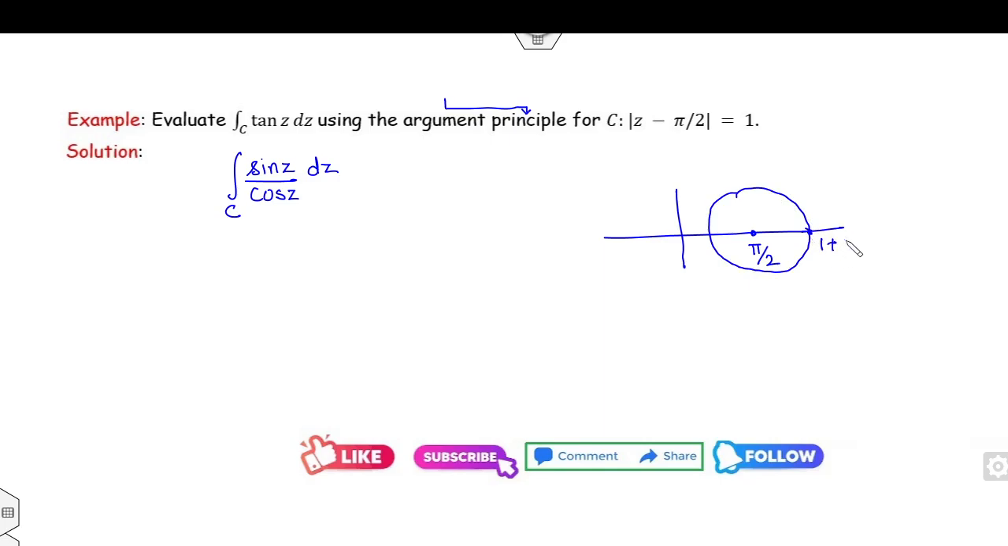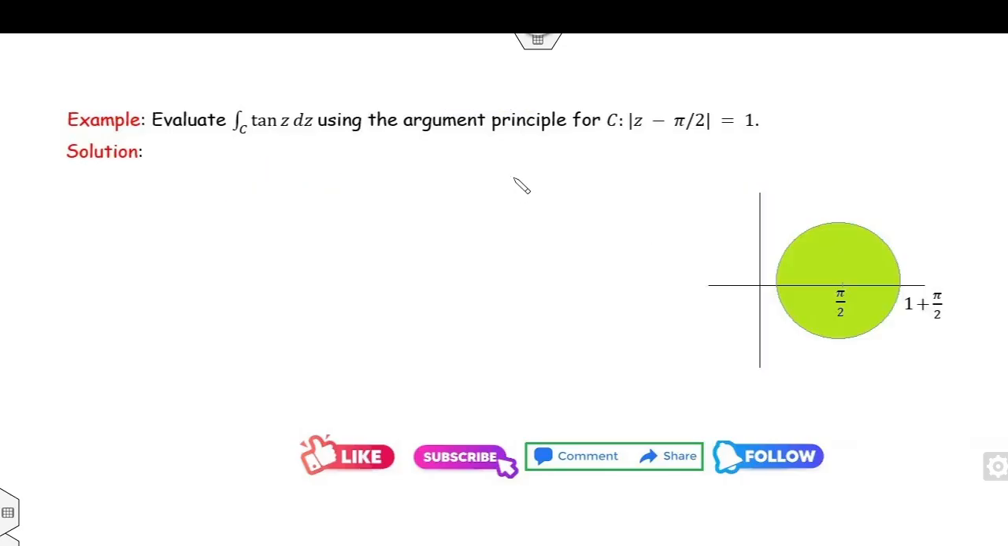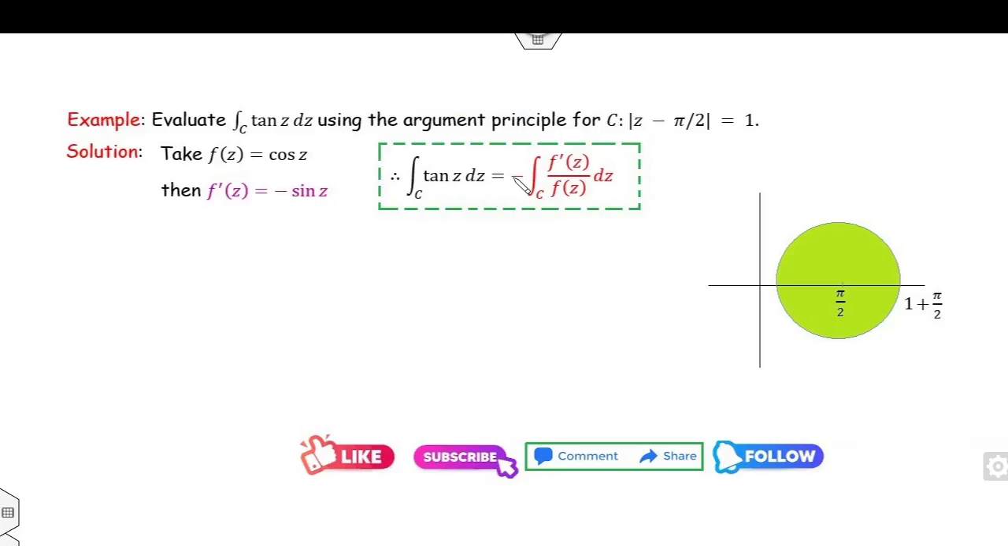This value is 1 plus pi over 2. This value is 1 minus pi over 2. Clearly, if I consider f as cos z, the value of f dash is minus sine z. I can write this function as f dash over f. Fine. Now once you can see it's f dash over f, I can apply the argument principle.